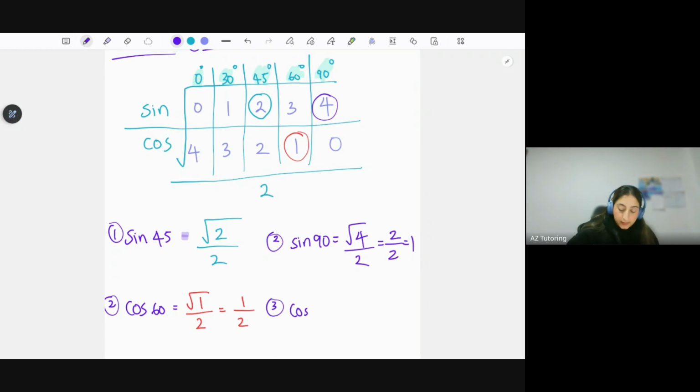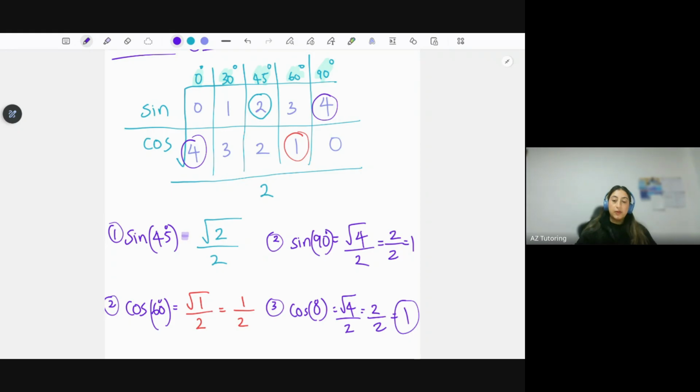Let's work out cos of 0. These are all the degrees, by the way. Cos of 0 degrees. Cos of 0 is just square root of 4 divided by 2. We know square root of 4 is just 2, over 2, which is just 1. So cos 0 is just 1. So this table can be used to derive all of them. Just remember that the numerator is under the square root, and the denominator is always divided by 2, and then you can simplify them.